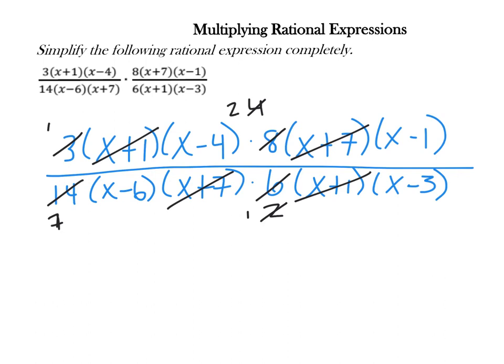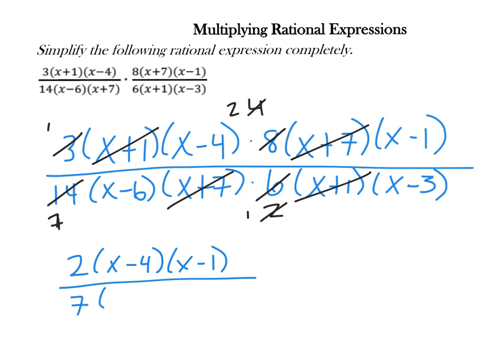Okay, now that I've simplified all of the numbers and all of the expressions as much as possible, I'm just going to multiply what I have left over in the numerator, bring it down, do the same thing with the denominator, and call it a day. So here's my solution. In the top, I'm left with 2 times x minus 4, x minus 1. And in the denominator, I'm left with 7 times x minus 6 times x minus 3. And here's my solution. That's pretty much it.